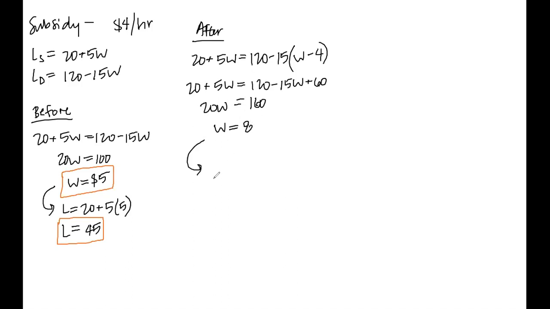And then plugging that back into either equation as we've done, we can see that the equilibrium labor is 20 plus 5 times 8, which is 20 plus 40. So we get a new equilibrium labor of 60.